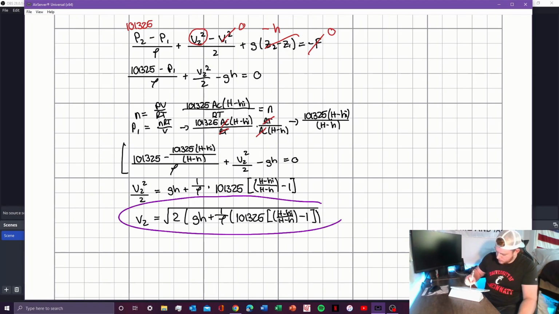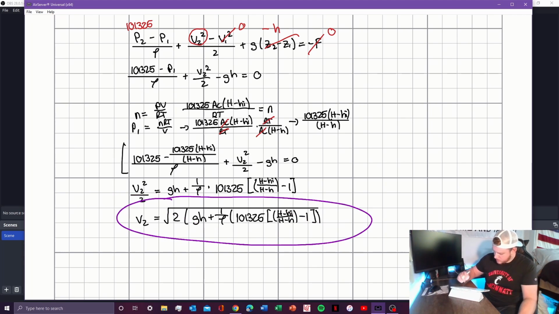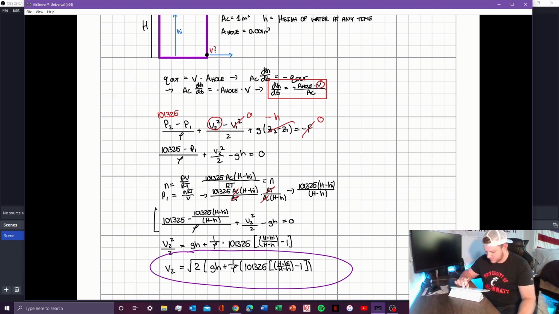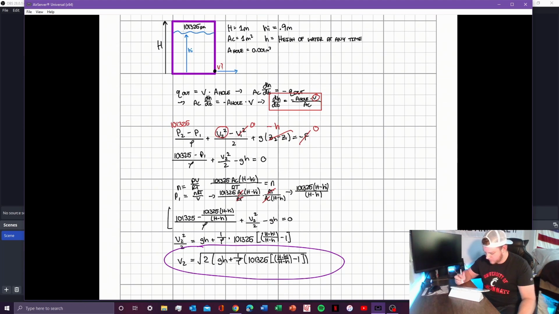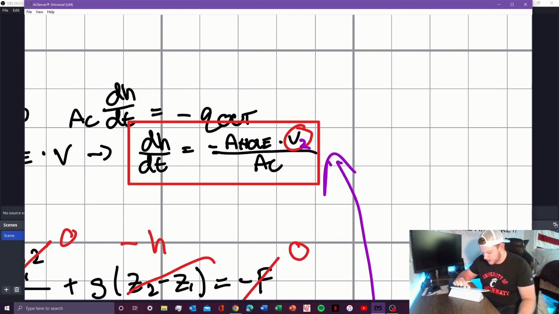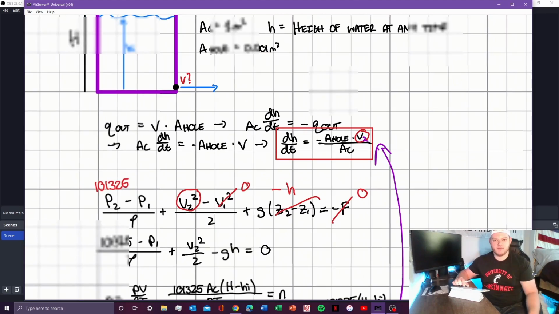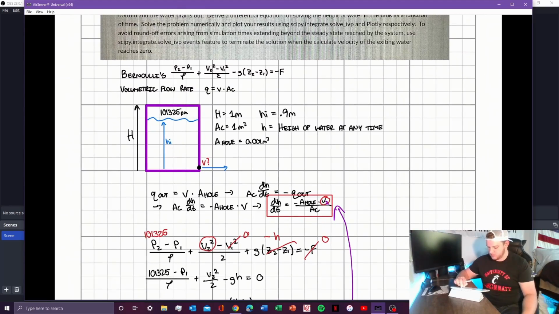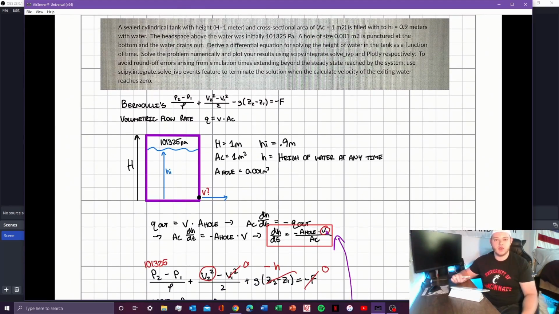That is the velocity on the outside of the tank, which is what we needed to know for our height with respect to time equation. So now when we plug in V2, we can solve the height with respect to time. I'm not going to do that right now because it'll be gross and funky. So we can do that when we plug all of this into Colaboratory. Thank you very much.